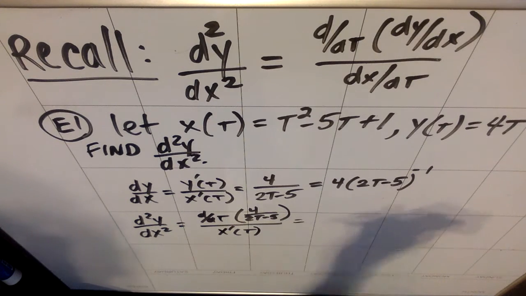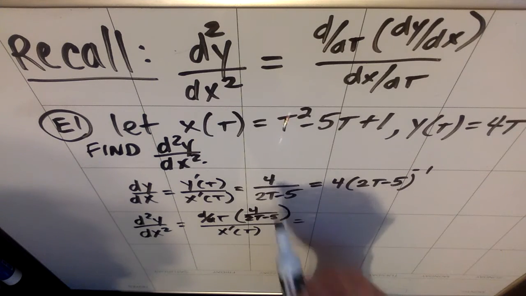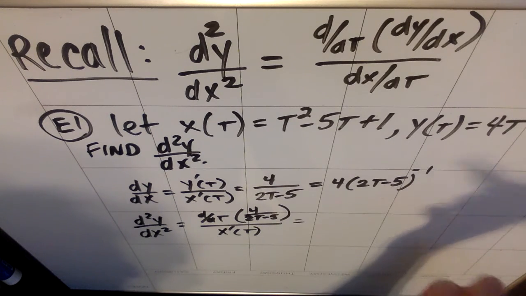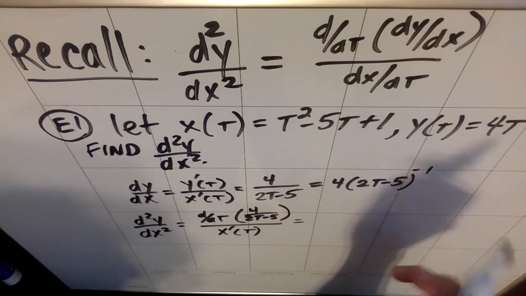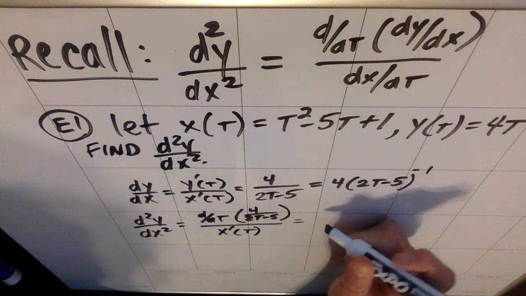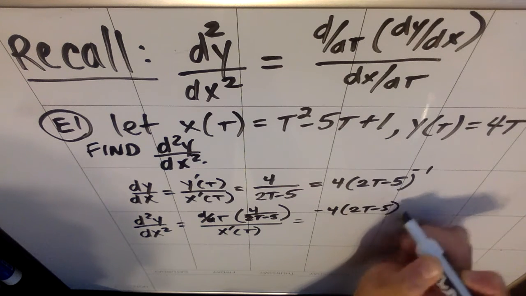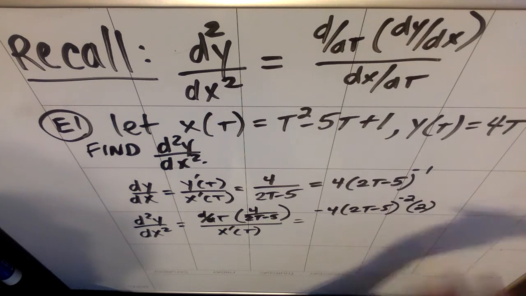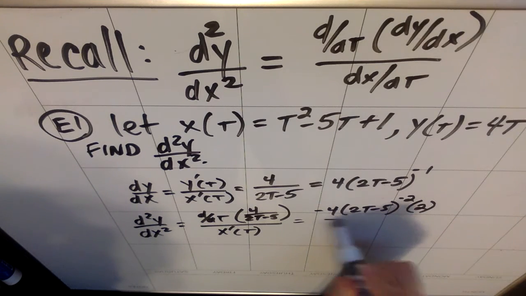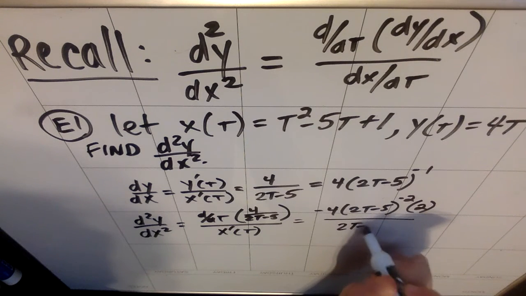When I differentiate this, whether you treat it as a quotient rule, low d high minus high d low, draw the line, square the low, or as a chain rule, that's also fine. I'm going to go ahead and do this as a chain rule. So when I differentiate this expression, I get negative 4 times (2t minus 5) to the negative second, times 2 because of the chain rule. And on the bottom, I'm going to get an x prime of t. Well, we already found x prime of t once. It was 2t minus 5.